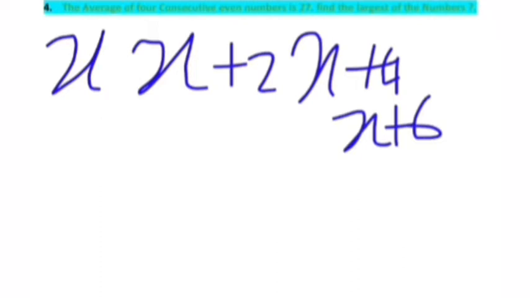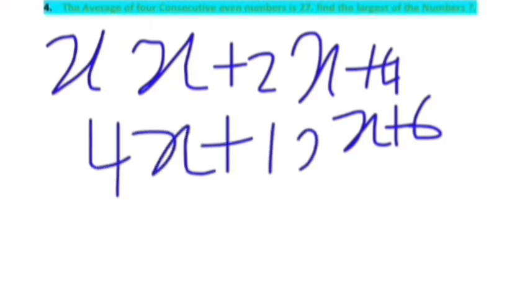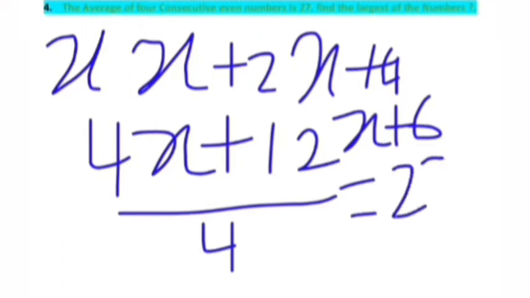Here, the average of 4 consecutive even numbers x, x plus 2, x plus 4, x plus 6 is 27. They're asking to find the largest even number. To calculate any average, we take the summation of all the given numbers divided by the number of numbers. So x plus x plus 2 plus x plus 4 plus x plus 6. If you add all this, we have 4x plus 12, divided by how many numbers? There are 4 numbers, so take 4 in the denominator. It is equal to 27, as stated in the question itself.